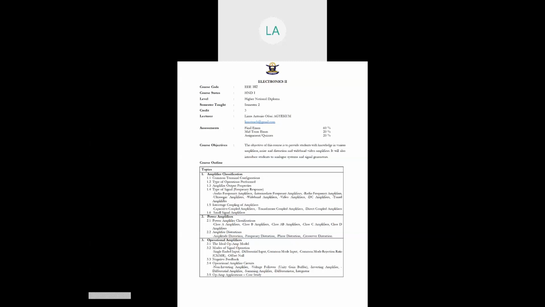We would also look at interstage coupling of amplifiers, where we'll look at capacitive coupling. We'll also look at transformer coupled amplifiers. We'll look at direct coupled amplifiers. And then, before we end topic 1, we would have a brief introduction of small signal amplifiers before we move on. So at the end of this topic 1, we're going to be having some assignments and tutorials and quizzes where necessary. So take note of that. As you read, you always prepare for that.